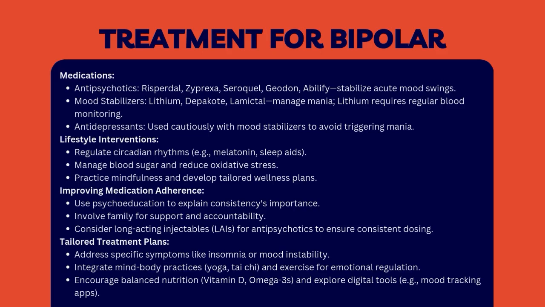Additional treatments for bipolar disorder include lifestyle interventions. So, we want to look at circadian rhythm regulation. Chronobiological treatments like melatonin or sleep aids help reset disrupted sleep cycles after episodes. Also, we want to look at blood sugar management. So, stabilizing A1C levels and reducing oxidative stress can lower the frequency of episodes.